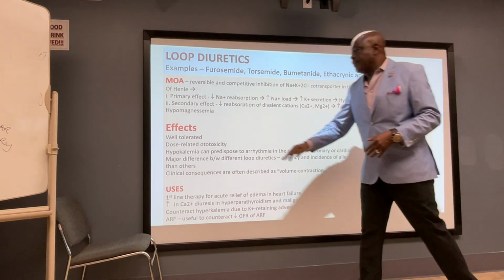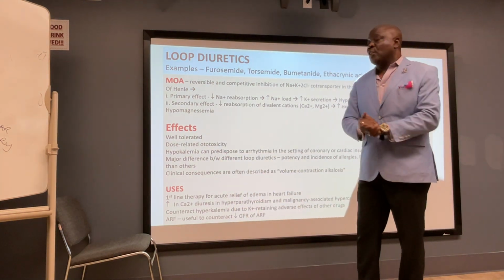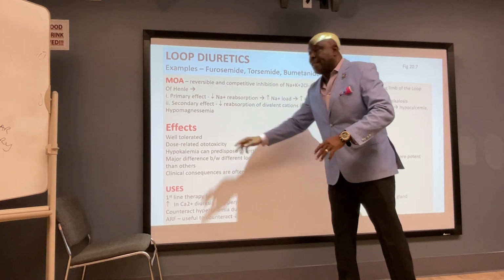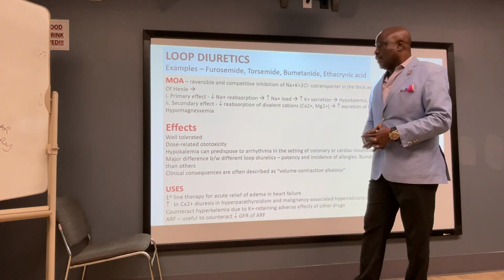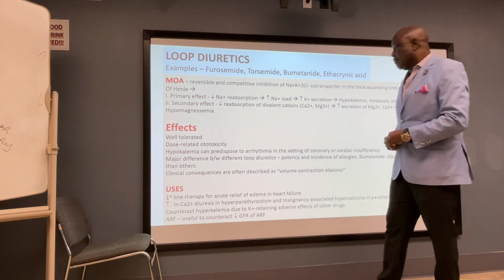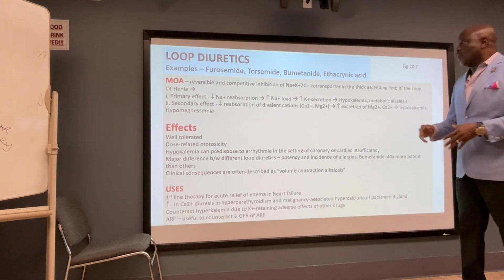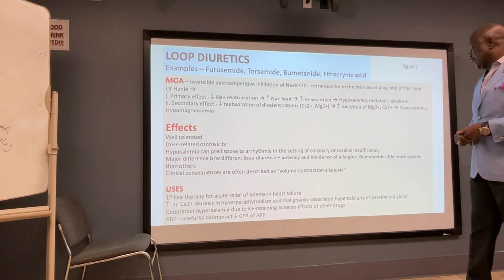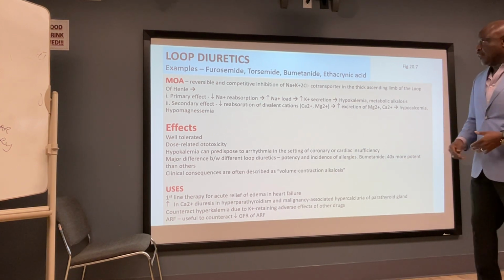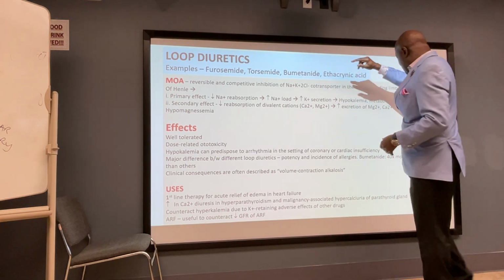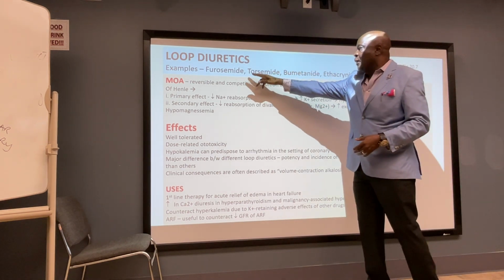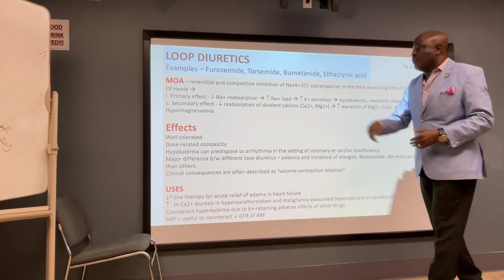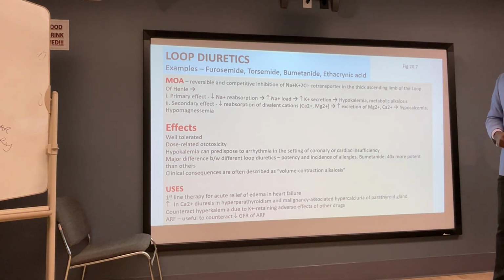What are the effects? It is very well tolerated, but there's dose-related ototoxicity. There's hypokalemia. And what is the difference between one loop diuretic and the other? It is in terms of potency. For example, bumetanide is more potent than the others. It's the most potent of all these groups. And what do you use them for?